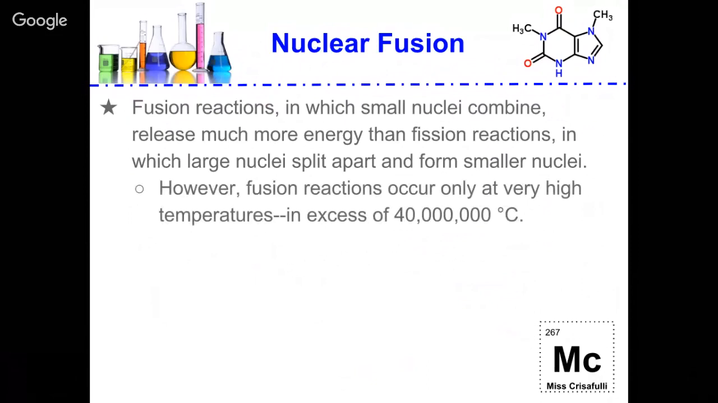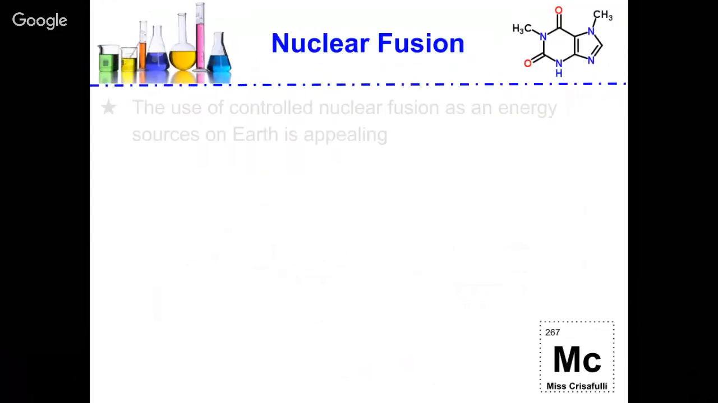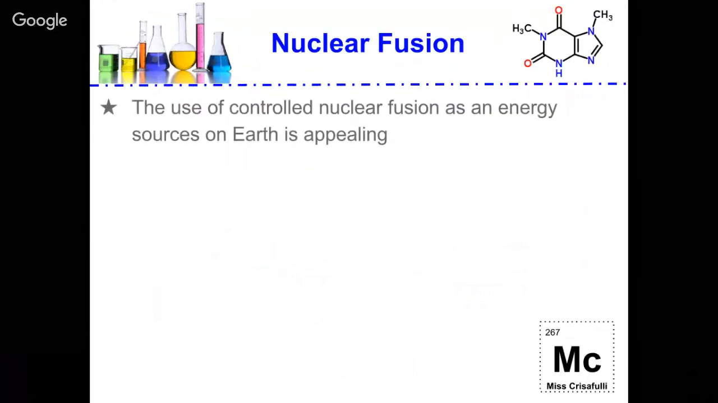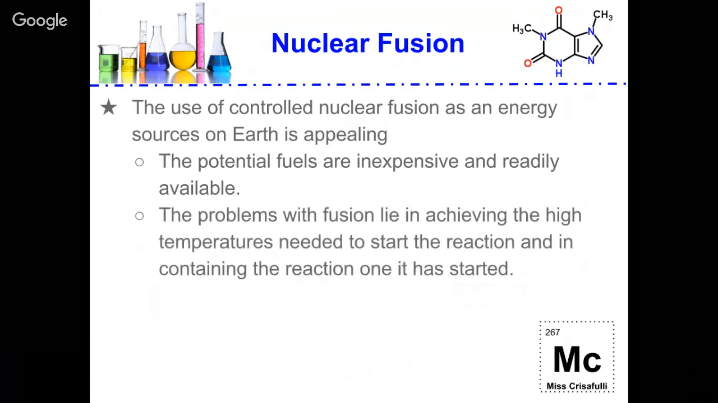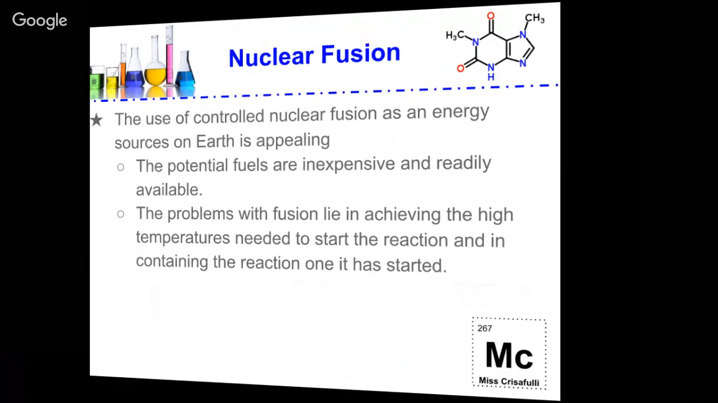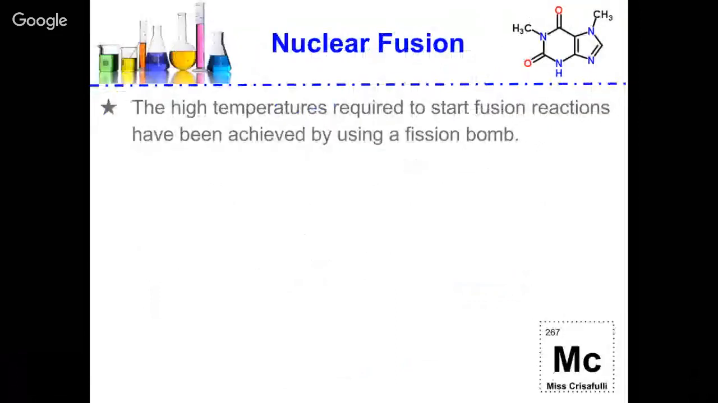Fusion reactions occur at very high temperatures, in excess of 40 million degrees Celsius. So what does that mean? That means that it's very hard for us to trap that energy. The potential fuels are inexpensive and readily available, but fusion happens at that high temperature. So there's no material that we have made so far that will be able to contain that reaction once it's started.